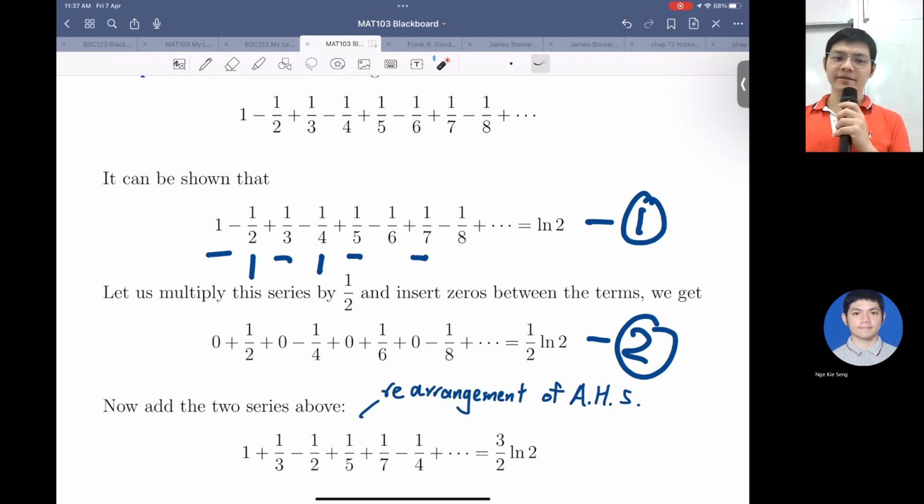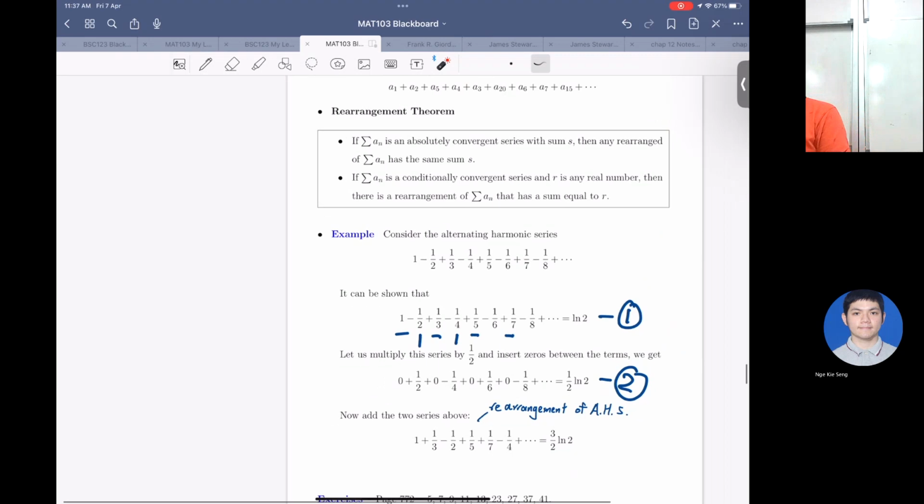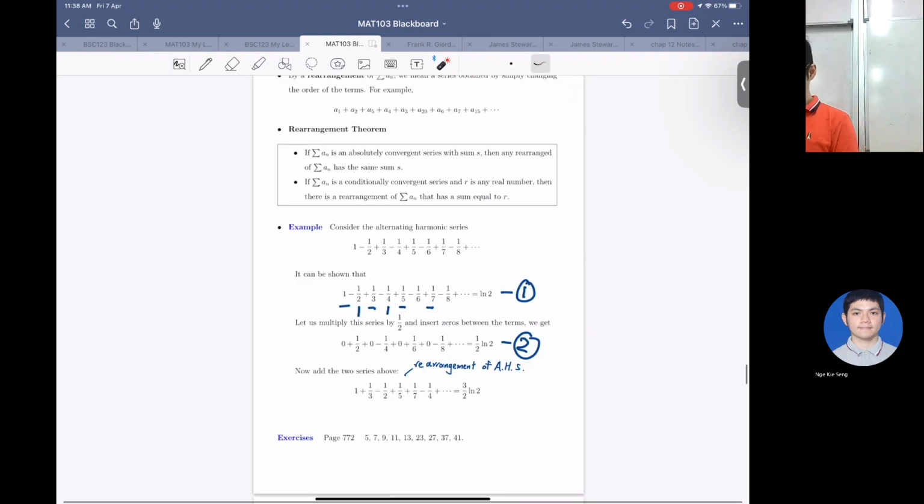So this is just an example. If you're interested, you can try to prove it. Make it your assignment project. Any question? So this is the rearrangement theorem. Be careful when you rearrange the sum in a conditionally convergent series. But for absolutely convergent series, you are fine. So far, so good. Let's continue.